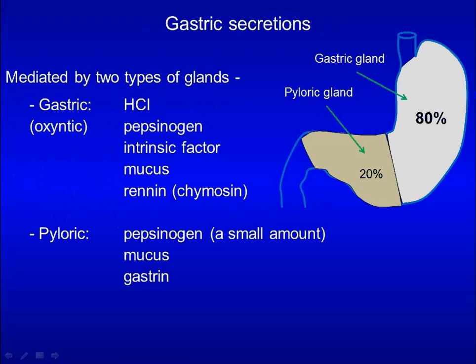Gastric secretion is mediated by two types of tubular glands. One is the oxyntic gland, and the other one is the pyloric gland. Oxyntic glands are located on the inside surface of the fundus and body of the stomach. They constitute about 80% of the stomach. Pyloric glands are located in the antral portion of the stomach. They constitute about 20% of the stomach.